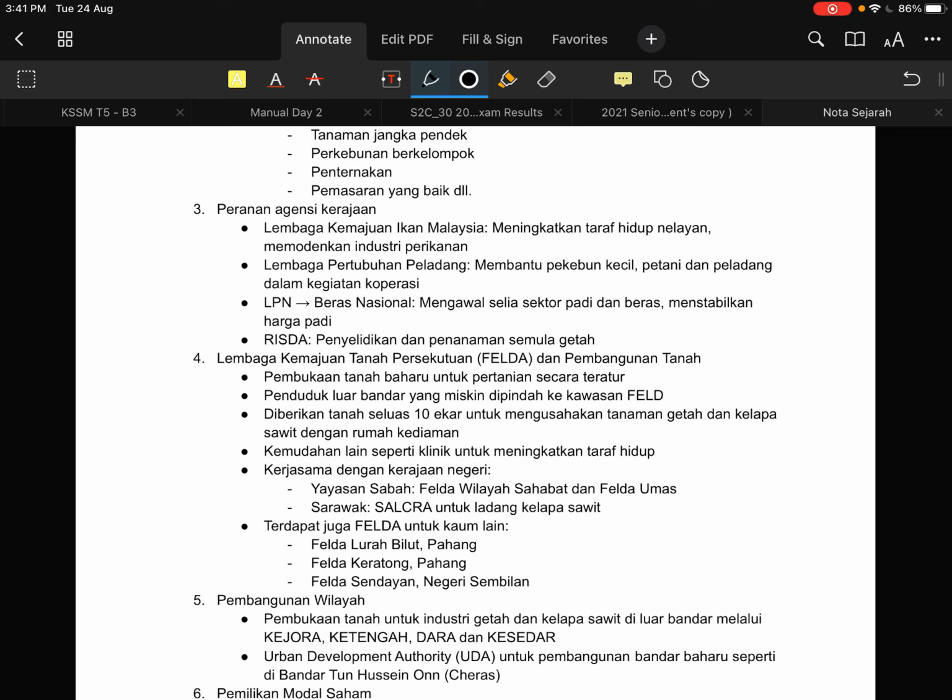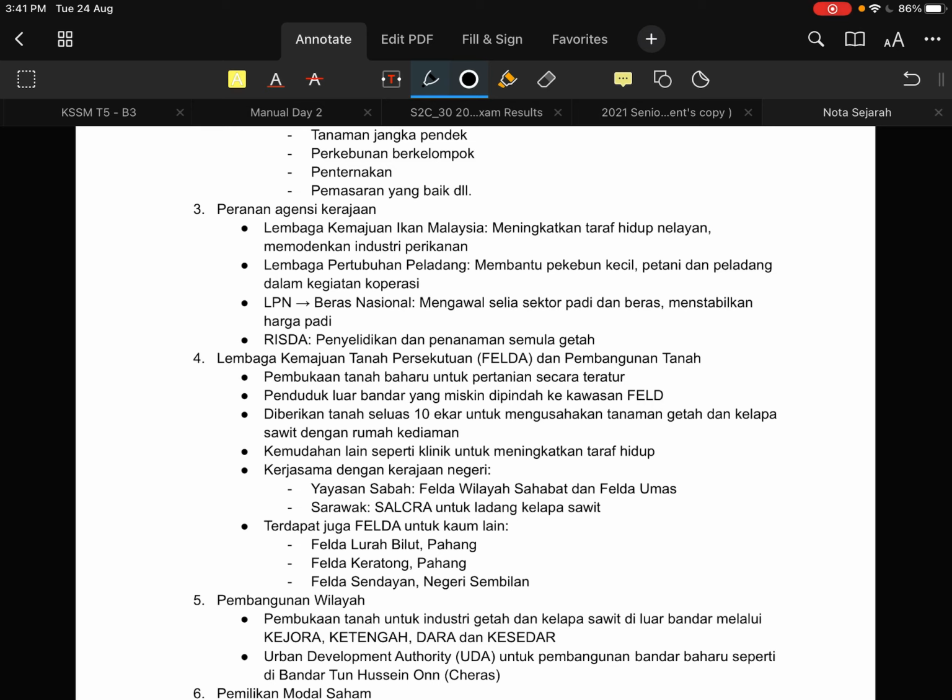Number two is LPP, Lembaga Pertubuhan Peladang. So this is to help farmers, like farmers of small planting areas, or maybe paddy farmers. No, that was LPN. To help farmers in general with kegiatan koperasi, which means how to promote their business, and how to gain more income from it.